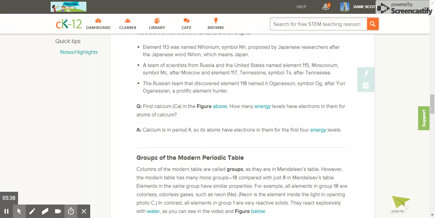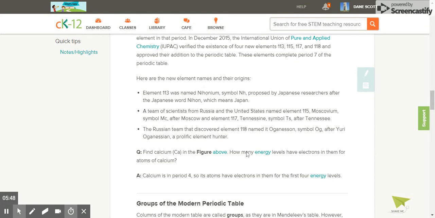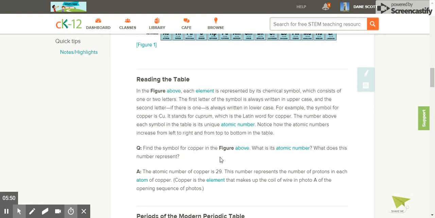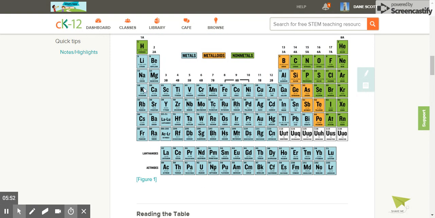Calcium is in period 4, so its atoms have electrons in the first 4 energy levels. So if you were drawing a model of calcium, it would have 4 rings around it. It would have 1 ring, 2 rings, 3 rings, 4 rings.